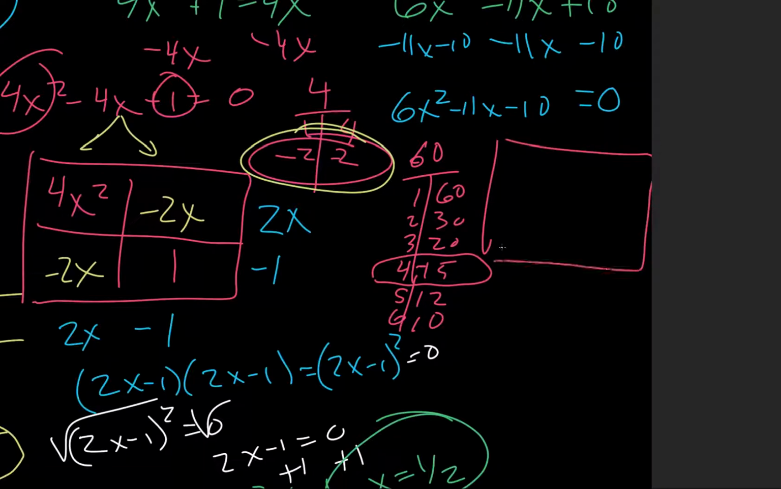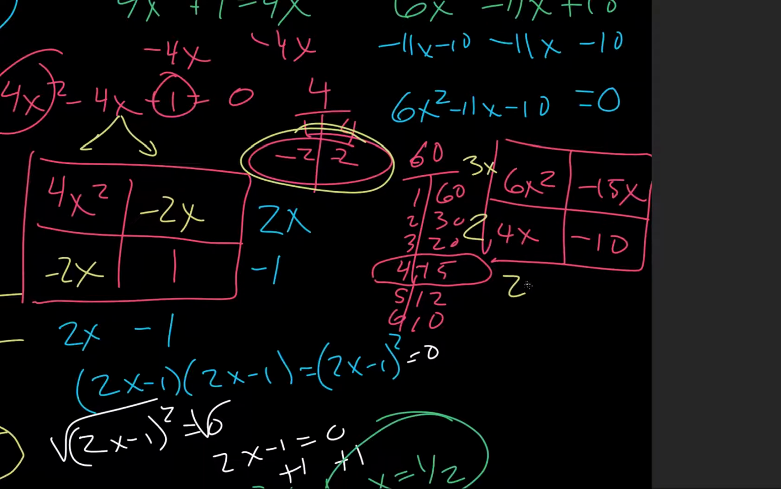We draw our box again. 6x squared, negative 10, 4x, negative 15x. Once again, I got the 4 and the negative 15 from there. Then we want to factor out whatever we can. This is a 3x. This is just a 2. This is a 2x, and this is a negative 5. I chose negative because they were both negative. And so that leaves me with 3x plus 2 and 2x minus 5.